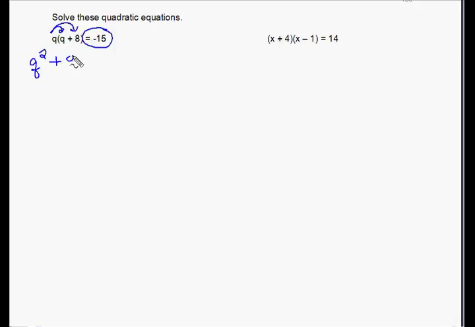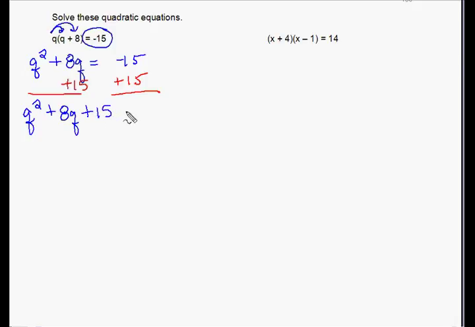q squared plus 8q is equal to 15. Now we're going to try and make this equation equal to 0 by adding 15 to both sides of the equation. We now have q squared plus 8q plus 15 is equal to 0. Now we can try and use the zero product property by factoring this so that we can try and get a q alone. No way to do that with these two q's since one's squared and one's not.